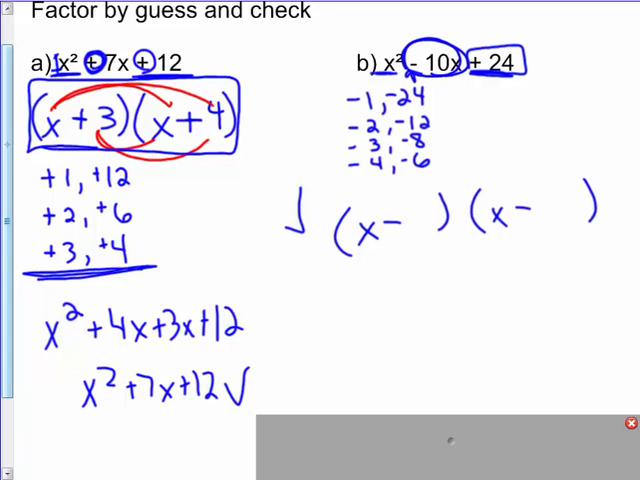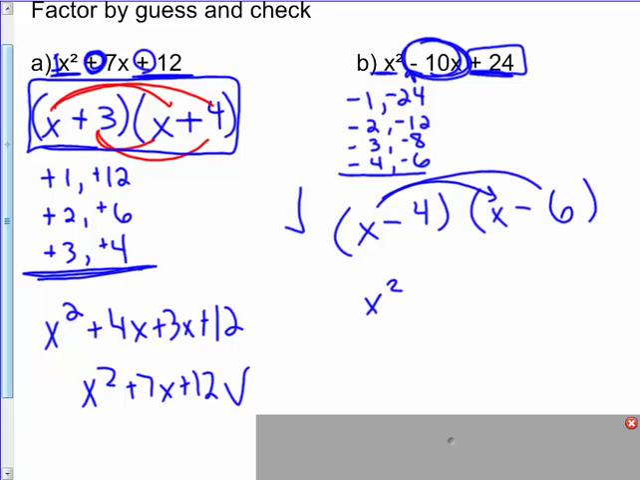What do I want? I want two numbers that will combine to give me a negative 10. Well, negative 1 and negative 24, that's a negative 25. Nope. What about negative 2, negative 12? Nope, that's negative 14. Negative 3 and negative 8? No, but negative 4 and negative 6, when I add those together, gives me a negative 10.